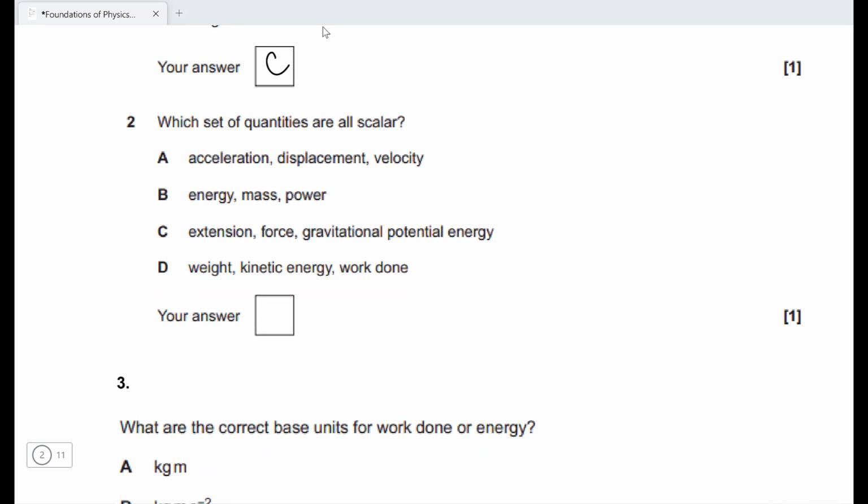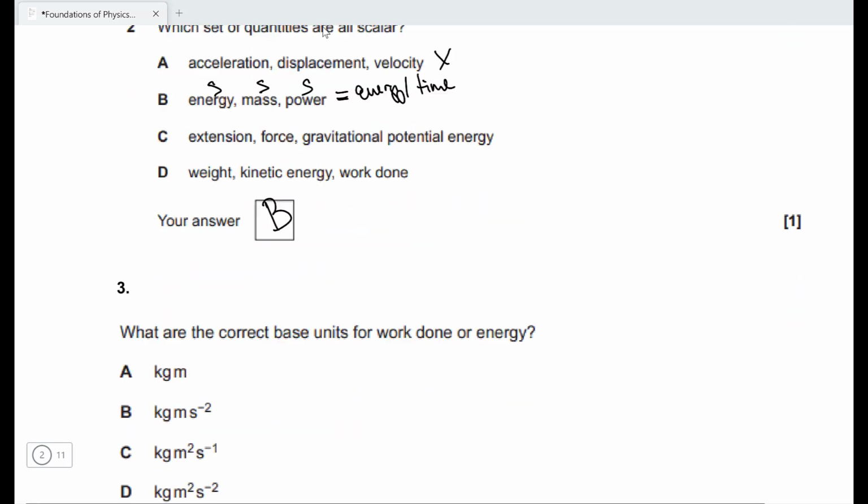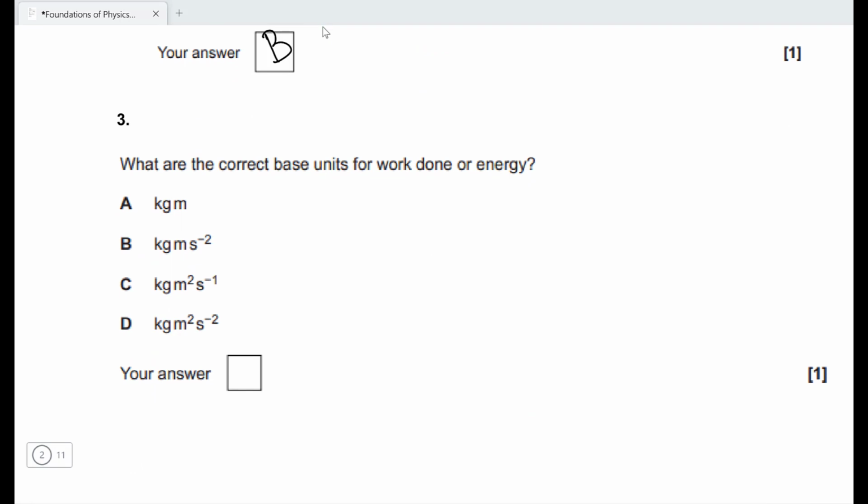Question 2, which set of quantities are all scalar? So acceleration is a vector, displacement is a vector, velocity is a vector, so it's not going to be this one. Energy, that's a scalar, mass is a scalar, and power, that's just energy over time. So energy is a scalar, time is a scalar, therefore the power is also a scalar, therefore the correct answer has to be B.